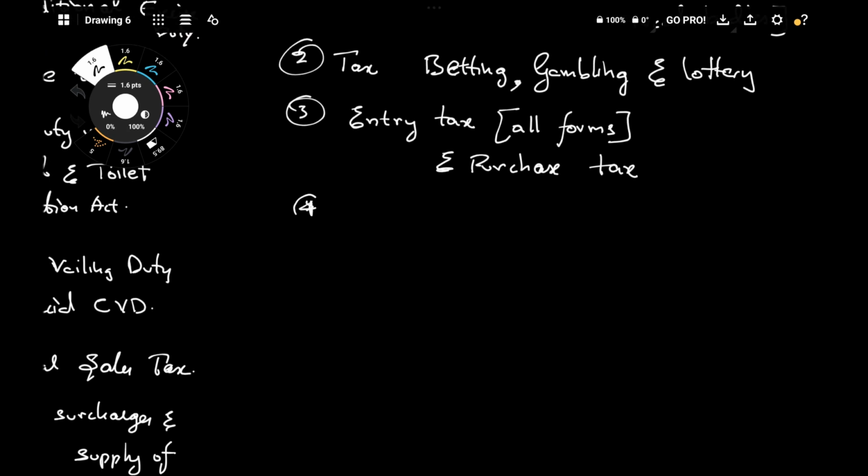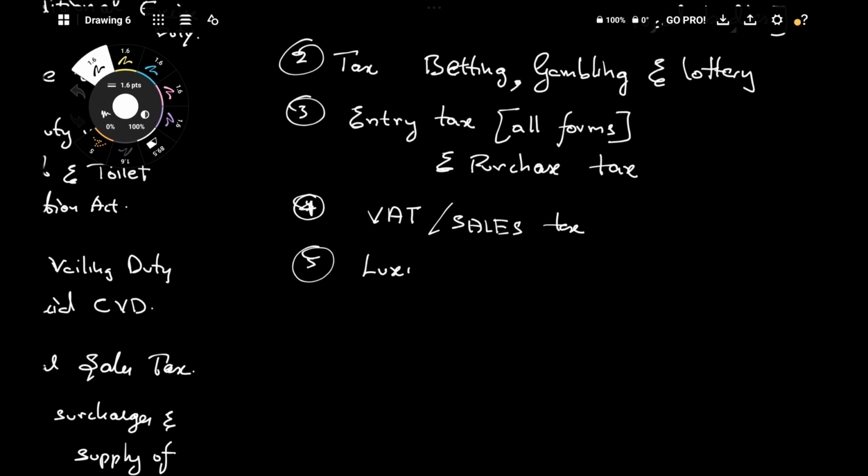And the fourth one, VAT, the biggest source of revenue to the states. VAT may be called VAT or sales tax. That is, when both buyer and seller are within the state and they are making some sale, then VAT will be levied.